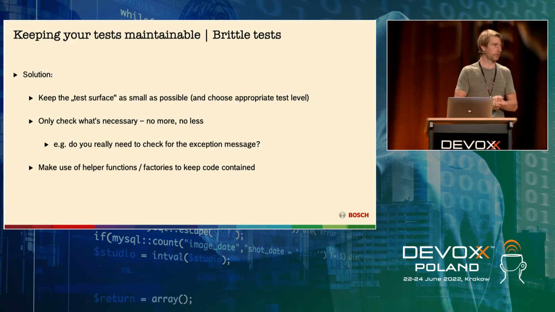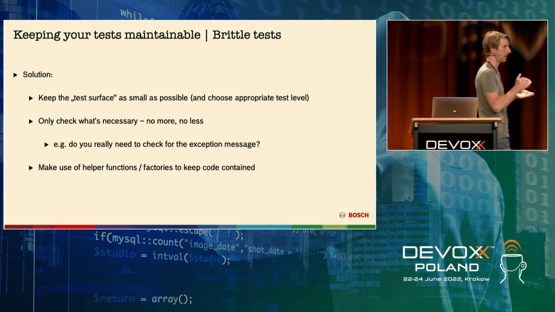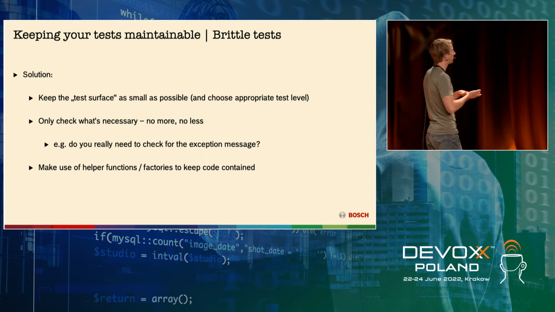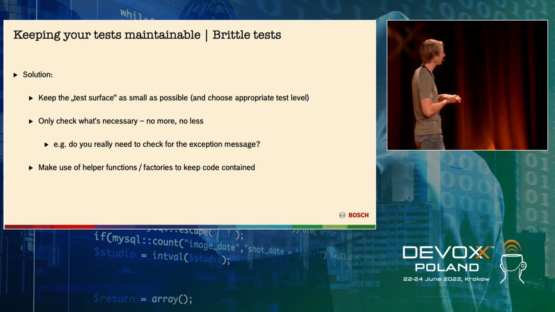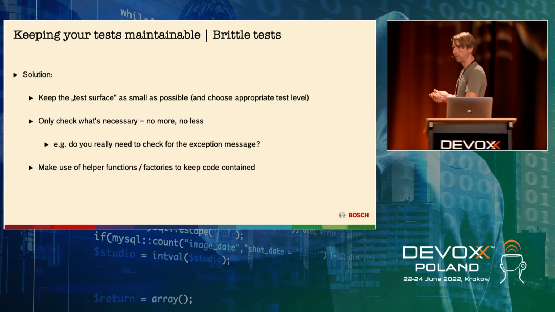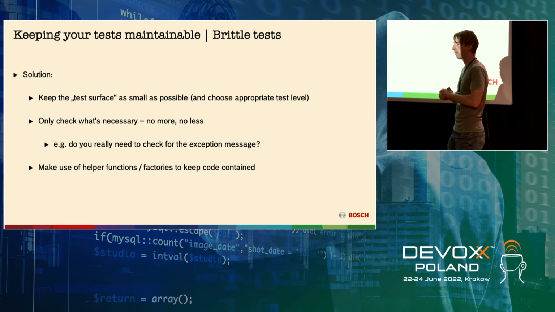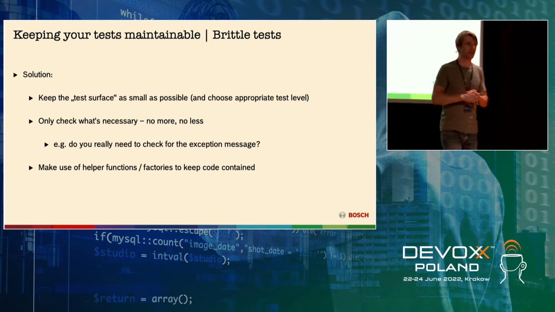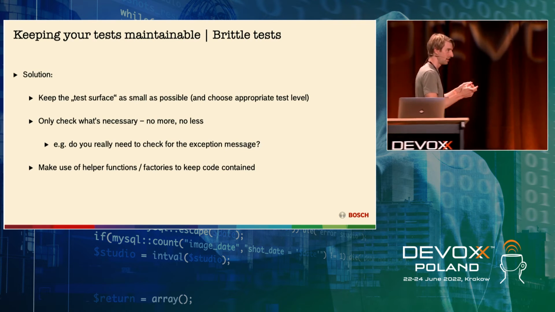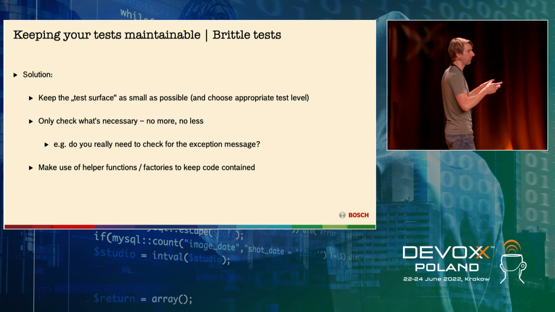So make sure to focus your test methods on certain aspects. If you want to test different aspects of that method call, just use a different test method. Also, don't over-test. For example, if you want to check that a method throws an exception, do you really need to check for the exception message? Is that important, or is it enough to just check for the exception type?